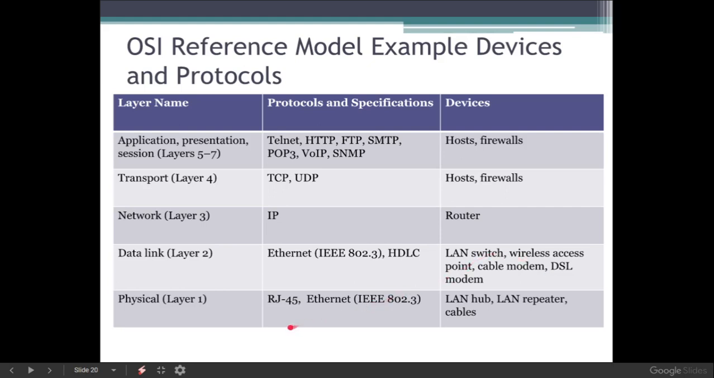Then at layer 1, this is where we would have the RJ45 connector. The Ethernet protocol actually operates at layer 1 as well. Here we could also see things like fiber cable. Even though it's not listed here, fiber would fall in this section at layer 1 as well. And then over on the right side, the devices: hubs, repeaters, and cables.